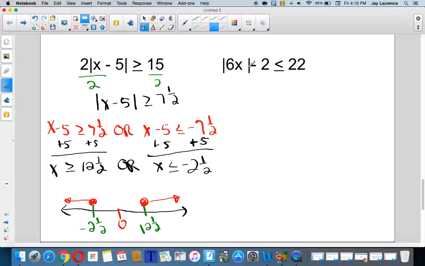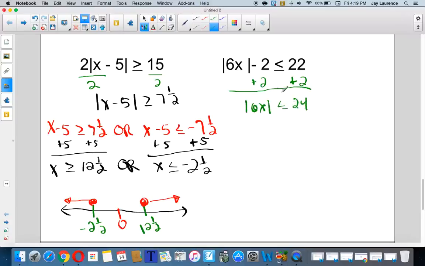Okay, so on this one, again, see the negative 2 is not inside the absolute value, so we've got to get rid of it. We get rid of all the stuff on the outside. And then, now we can rewrite it as two inequalities.